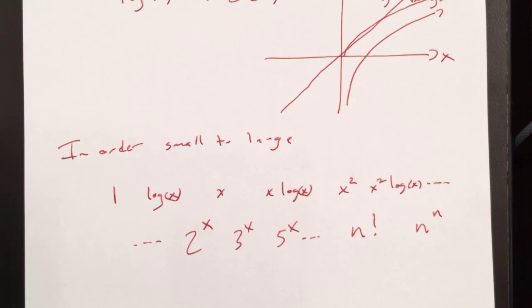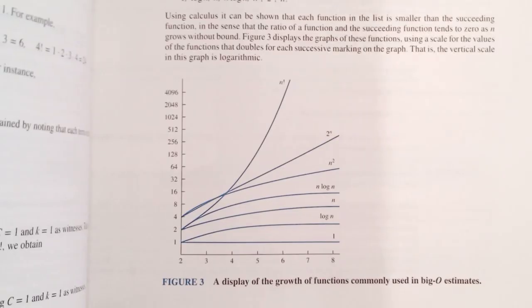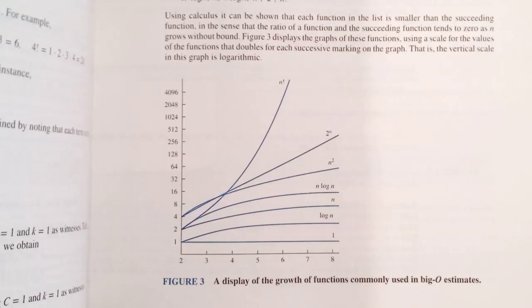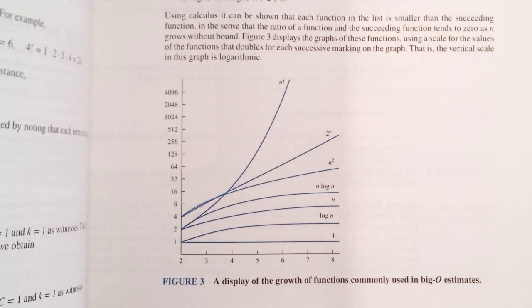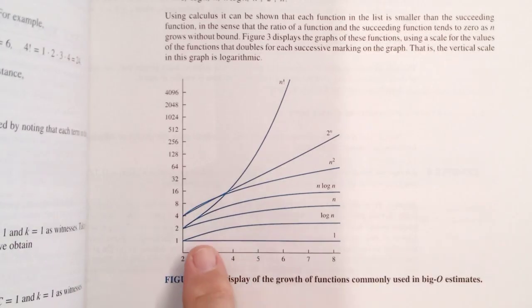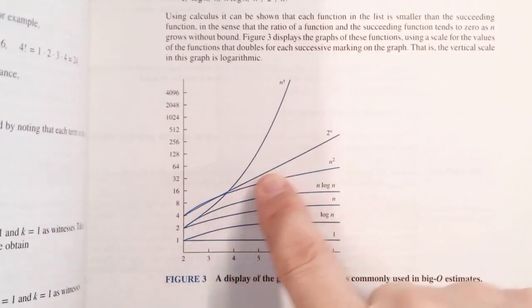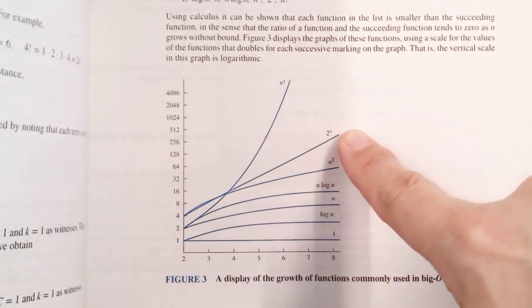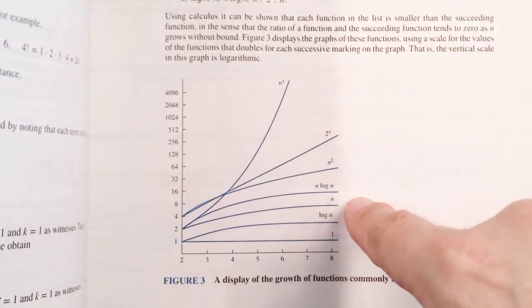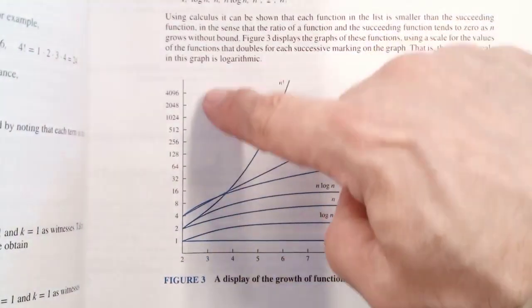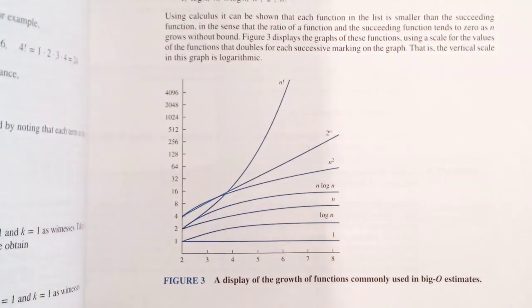On the bottom of page 227, there's a picture. This picture is exactly that list in increasing order. Notice the y-axis on this picture. The y-axis is not linear. It's in powers of 2. That's why the graph of 2 to the x is a straight line. This is a skewed graph. It's got a logarithmic scale here on the y-axis.